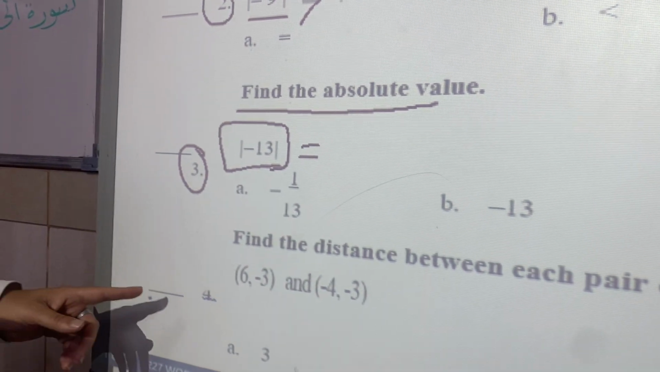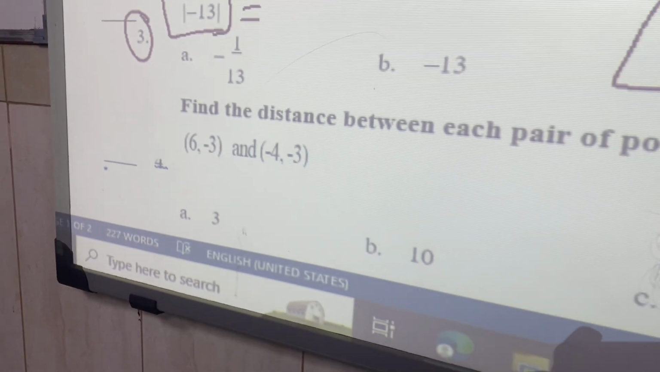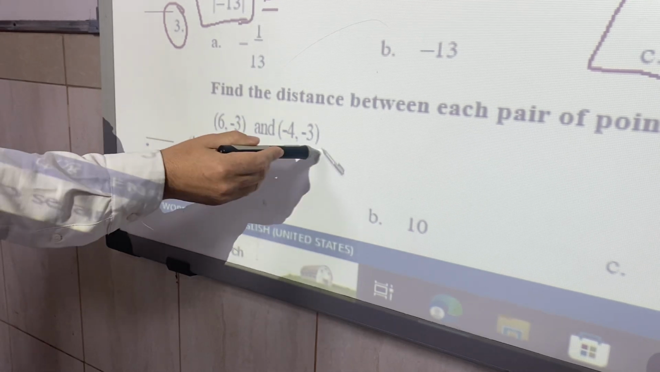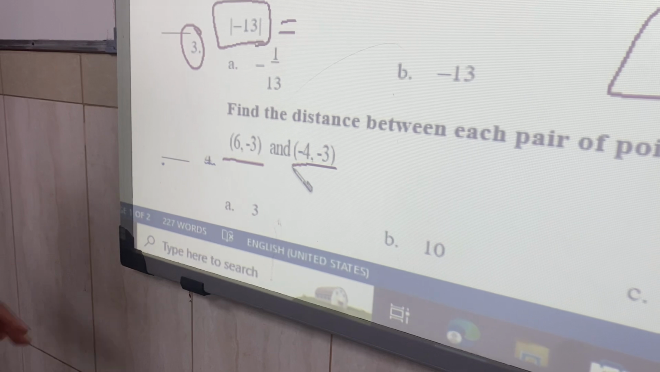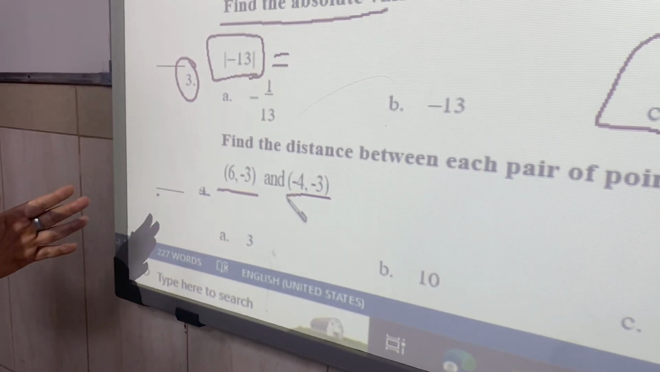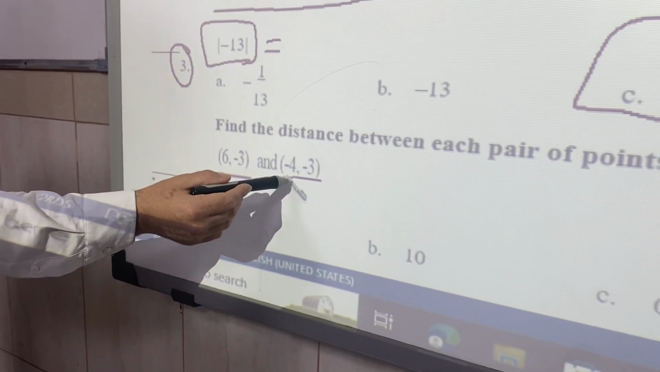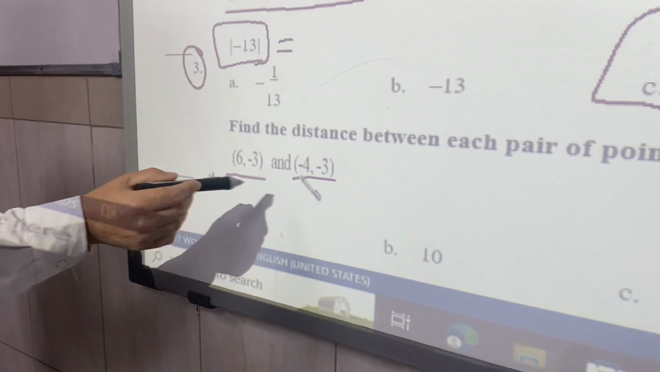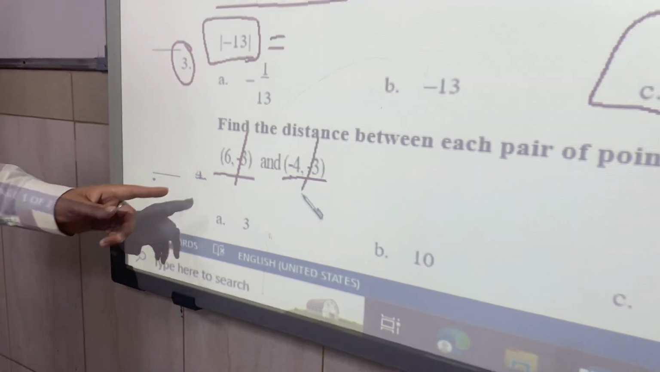Now next question, find the distance between each pair of points. Now the first pair of points, what's the strategy? What's the rule to find the distance between 2 points? We focus on the coordinates that are different. Look at this x coordinate and this y coordinate. I ignore the coordinates which are the same, so I ignore the y coordinates. Now I go to the x coordinates.